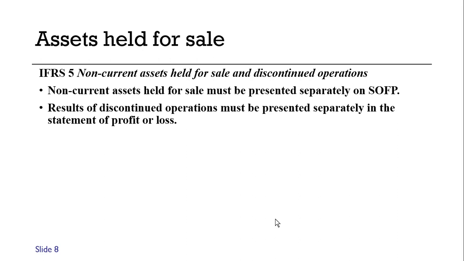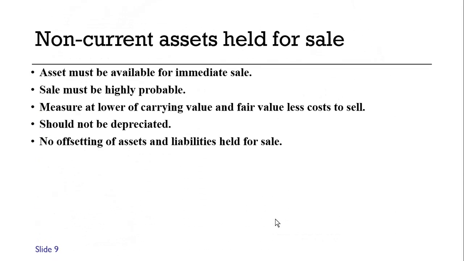Non-current assets held for sale must be presented separately on the statement of financial position, preferably as a current asset. Of course, there must be some rules that go with that. Now, discontinued operations include a major line of business or a business that is in a different geographical area. The results of discontinued operations must be presented separately again in the statement of profit or loss, all right? So that users can make meaningful comparisons of their financial statements.